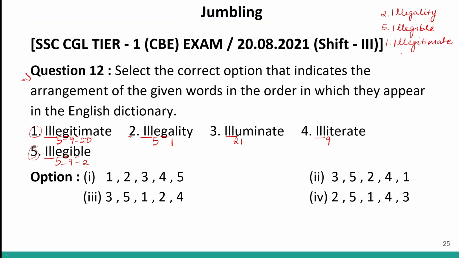After that, the next word will be illiterate. And after this, the next word will be to illuminate. The correct sequence is 25143, and 25143 is given in option number 4. So option number 4 will be your correct answer.